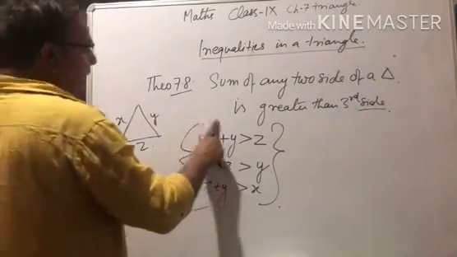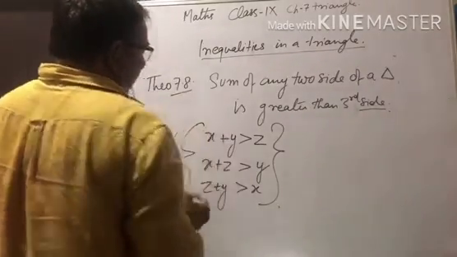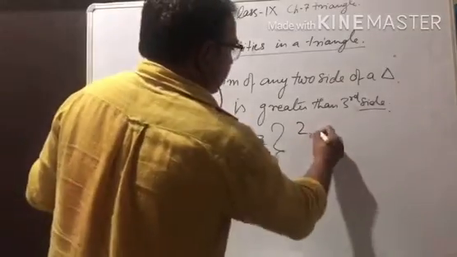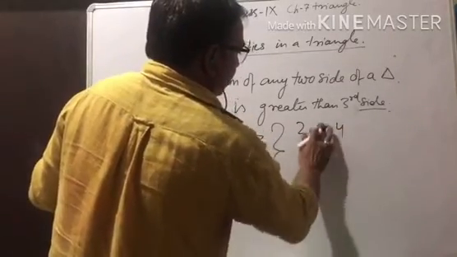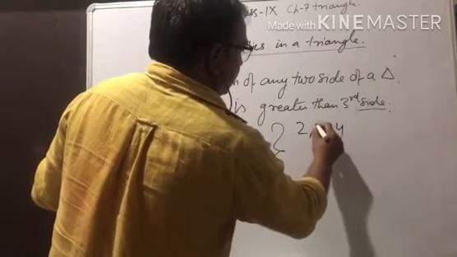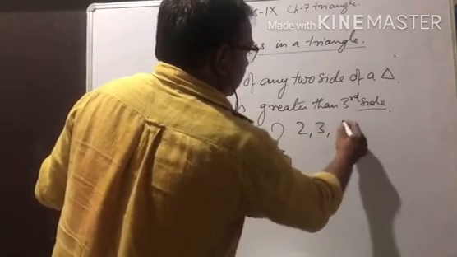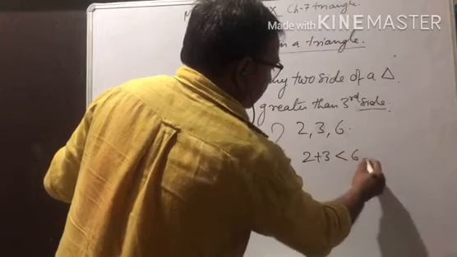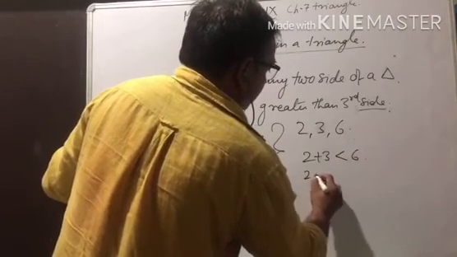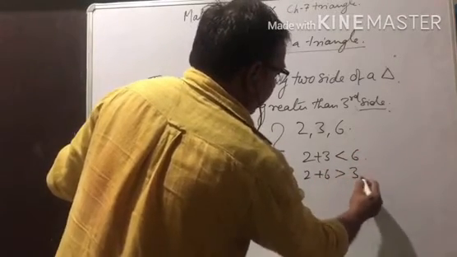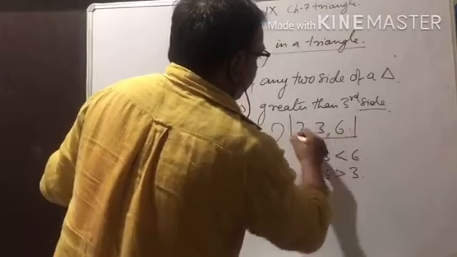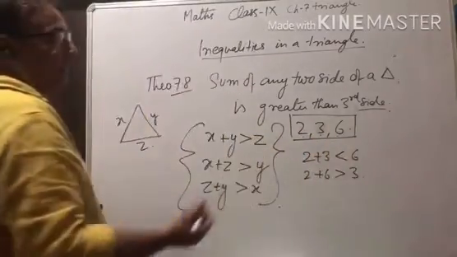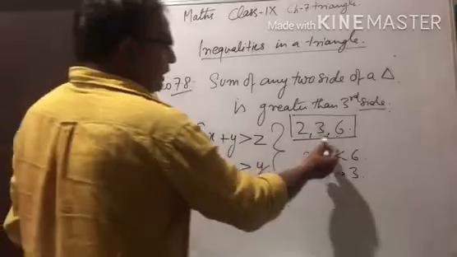Or I think you may try on your own. You can check with some numbers. Suppose it is 2, 3 and 6. 2 plus 3 is less than 6. 2 plus 6 is greater than 3. You can try to construct a triangle with these three sides.